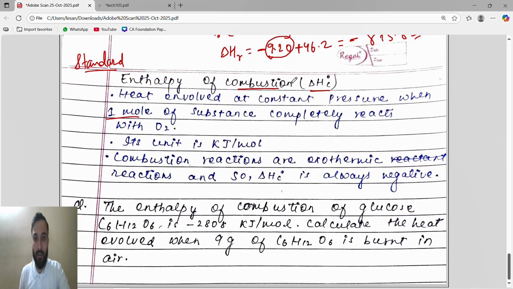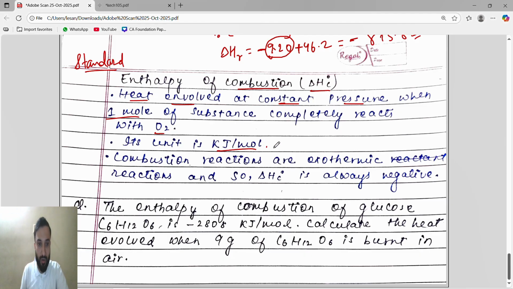So standard enthalpy of combustion means heat evolved at constant pressure when 1 mole of substance completely reacts with oxygen. Because combustion means burning in presence of oxygen. The unit of enthalpy of combustion is kilojoule per mole.